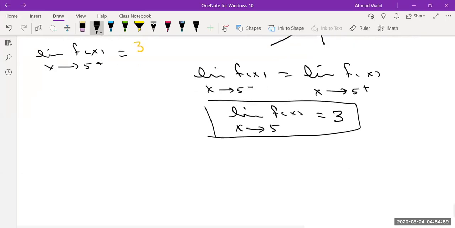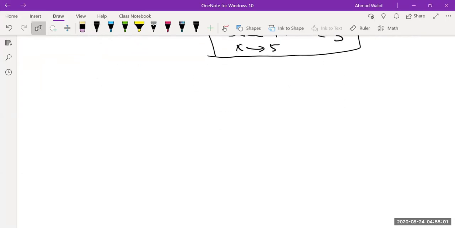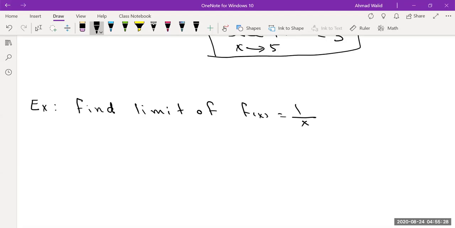Enough examples? One last discussion. Before that discussion, I will do this example for you. Find the limit of f of x equals 1 over x as x approaches 0.